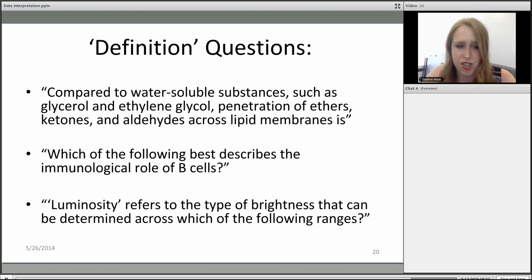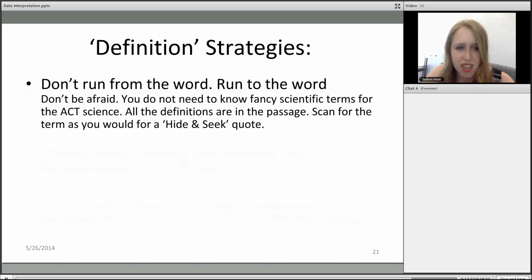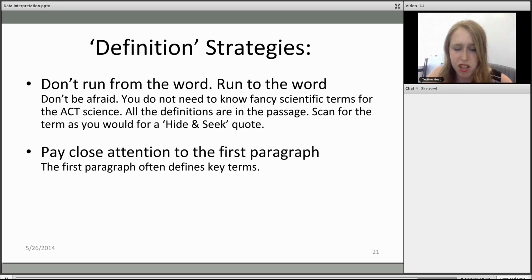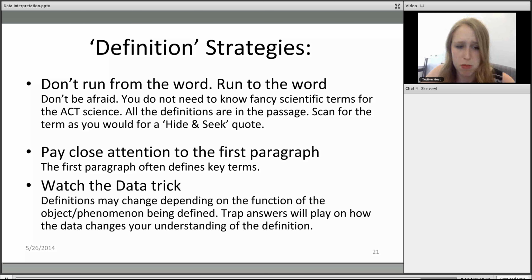And again, these are things you'll see in the passage, so no need to bring out your science vocabulary from other sources. Some strategies. You don't want to run from the word, run to the word. So this is very inspirational. Don't be afraid. You don't need to know any fancy scientific terms. They're all in the passage. So you want to scan for the term the same way that we did with our hide and seek example just before. You want to pay attention to the first paragraph. As we said in the hide and seek passages, different types of questions, the first paragraph often contains these key terms.